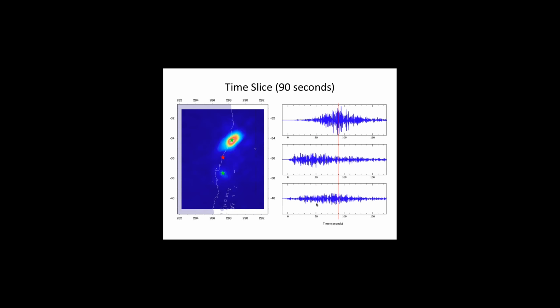If we now move to a later part of the rupture, say 90 seconds, you can see that the energy distribution has changed dramatically. You can just see it from the stacks. You have a very high amplitude for this northern stack, whereas in the middle, near the epicenter, and to the south, you have very low amplitude stacks, indicating, as this shows, that the rupture has propagated to the north.